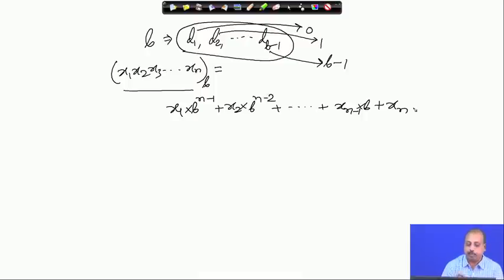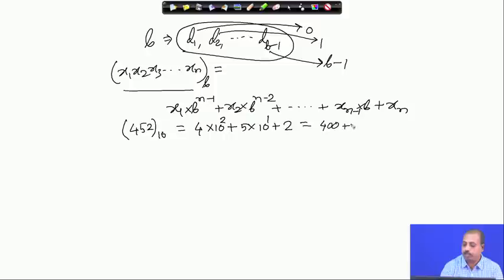So, if we take an example, suppose we have the number 452 to the base 10. How does it corroborate with this definition? So, it is 4 into 10 to the power of, here the value of n is 3, so 10 to the power of 2, plus 5 into 10 to the power of 1 plus 2. So, that way it is 400 plus 50 plus 2. So, that is 452.